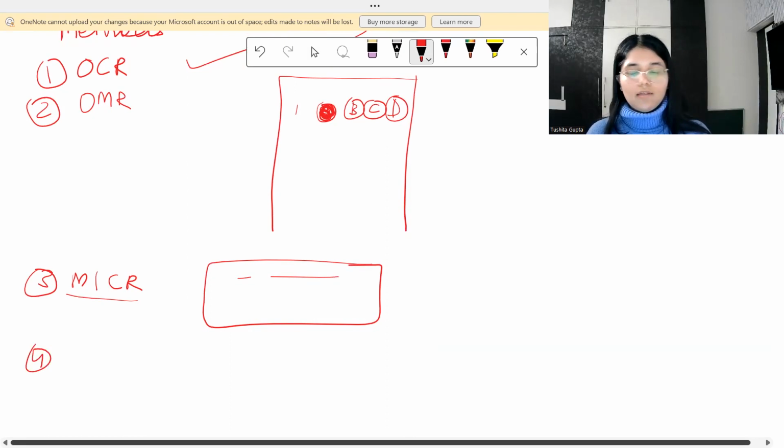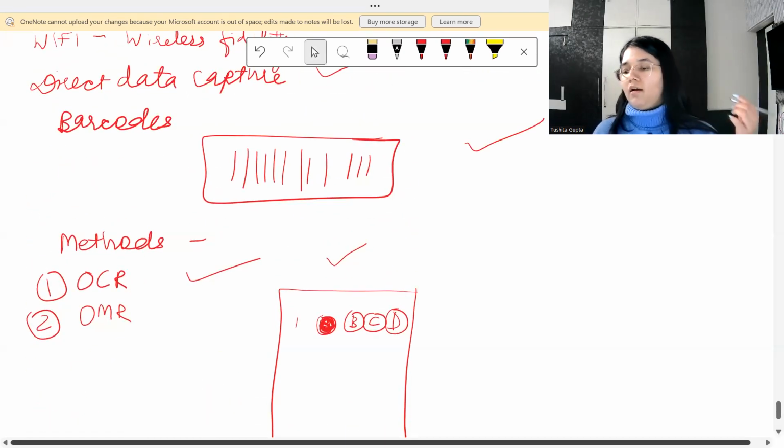Now the fourth method that we have is barcodes. Barcodes are something which we just talked about. In the supermarket, when you are checking out items for billing, this is where barcodes are used. They're also used to track your goods that are lying in the warehouse. They can also be used in libraries where they can be scanned for returning and borrowing of books.